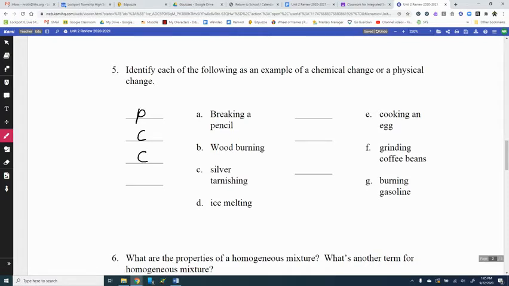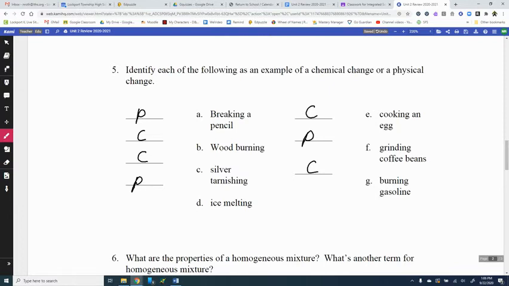Ice melting, that is just solid water turning to liquid water. So that's a physical property. Cooking an egg, cooking anything is going to be a chemical property. Okay. Grinding coffee beans, we're just taking some beans and turning them into smaller chunks, but they're not making a new substance. So that is a physical property. Burning gasoline, again, burning is always going to be a chemical property.